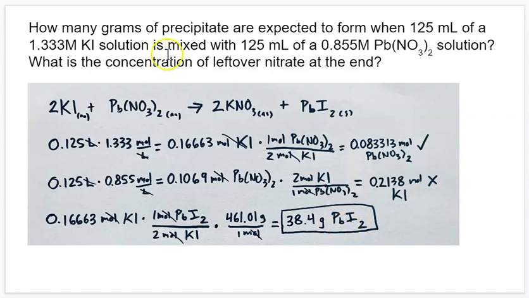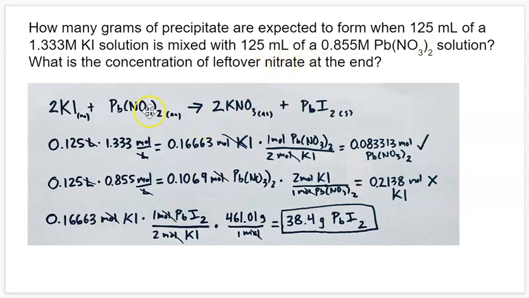Now, the second part of this question, what is the concentration of leftover nitrate at the end? This is a little bit more complex to answer. At least we have to think about the situation a little bit harder. The "at the end" part is important because this is a mixture of two solutions. We started with 125 milliliters of one solution and then 125 milliliters of another solution, and then we mixed them together. Also, we need to consider the chemistry.